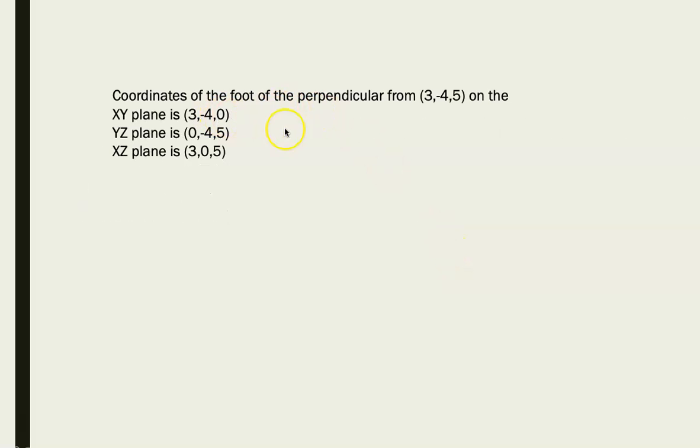And coordinates of the foot of the perpendicular from 3, -4, 5 on the xy plane. On the xy plane z is 0, so it is 3, -4, 0. On the yz plane x is 0, so it is 0, -4, 5. And on the xz plane y is 0, so it is 3, 0, 5.